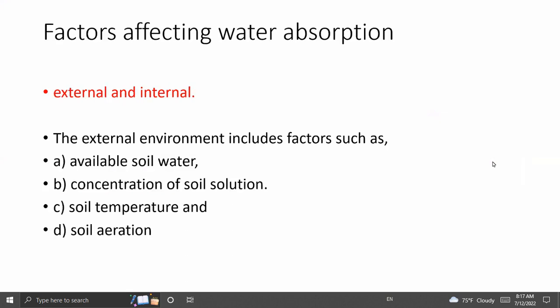Now, we will see factors affecting water absorption. Last day also I told you, there are two factors: external and internal. External is outside the body or outside the plant. Internal is inside the plant. Okay. Now we will see what the external factors are which influence the water absorption.